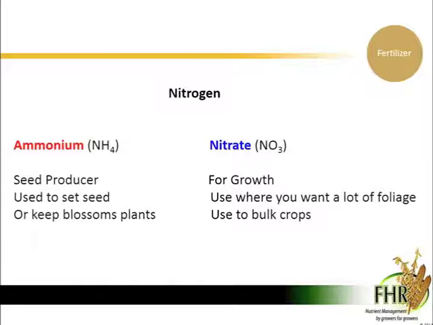Just to understand, NH4, your ammonium, is a seed producer used to set seed or keep blossoms. If we do not have ample of that material, we're going to have problems getting that crop, such as a soybean or edible beans, to put those flowers on and start that process. It's the trigger mechanism. Then you have nitrate. Your nitrate is what's considered for growth.